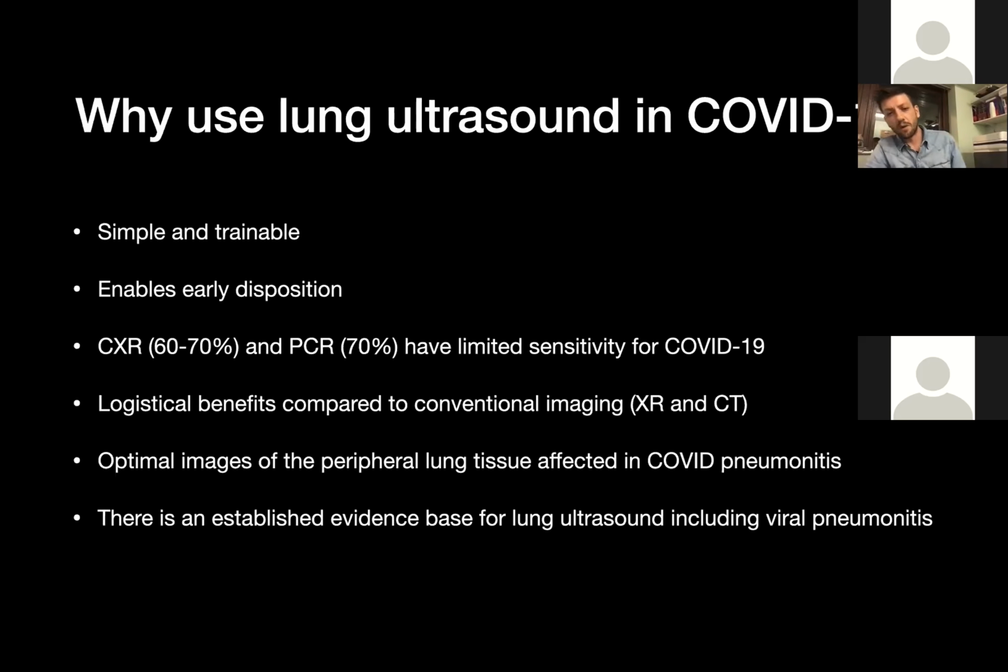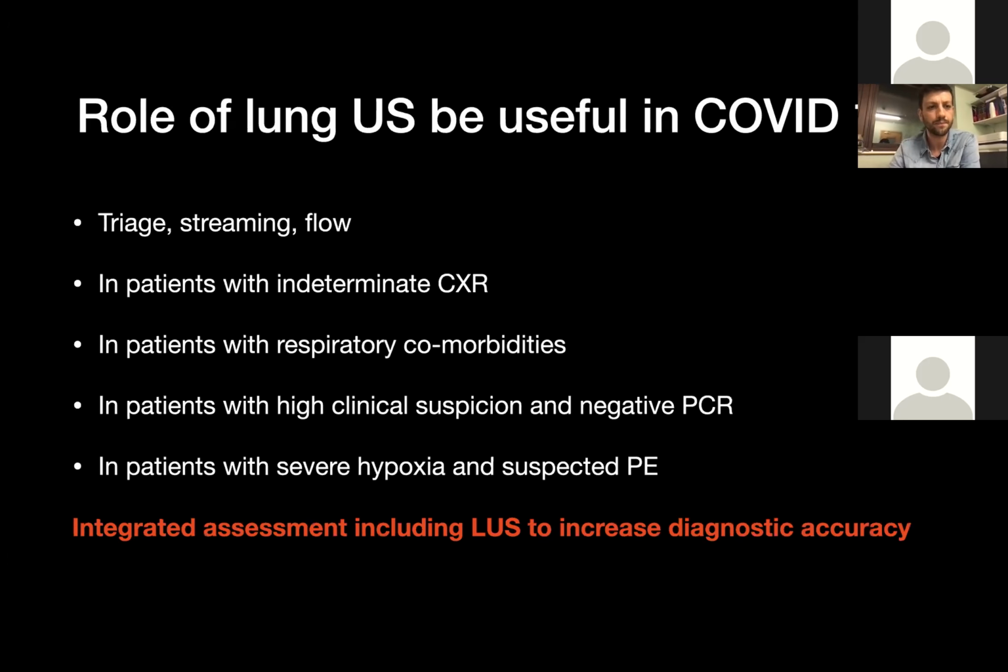We could CT a lot of our patients, but I think ultrasound has a lot of logistical and infection control benefits compared to CT. And then the final thing is that really COVID is the ideal respiratory disease for ultrasound, because a lot of the changes that we're seeing are peripheral changes. So we get good images of the peripheral lung. We don't get so good images of the deeper parts of the lung. So COVID really lends itself quite well to using ultrasound.